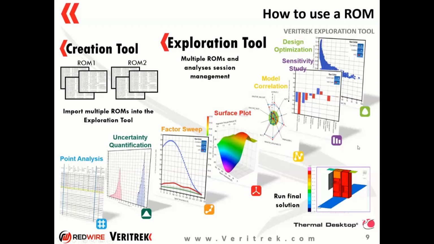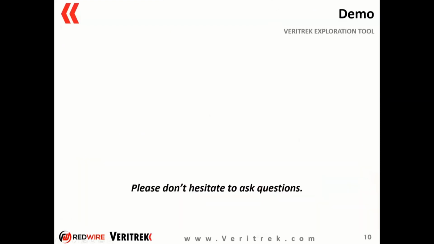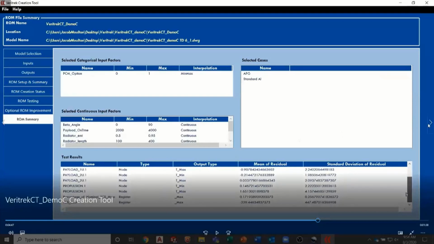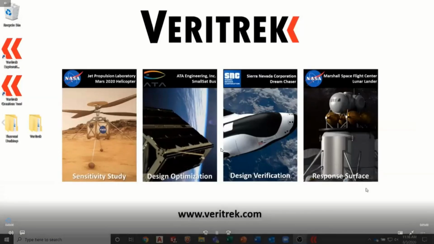Okay, so now let's talk about the exploration tool. Once a reduced order model is fully created in the creation tool, you've tested it, you're comfortable with how it's performing, it's a pretty simple process to go ahead and import that into the exploration tool and use any of the 7 analysis features that we provide to perform your rapid thermal analysis. And we'll go ahead and show a video of that here.